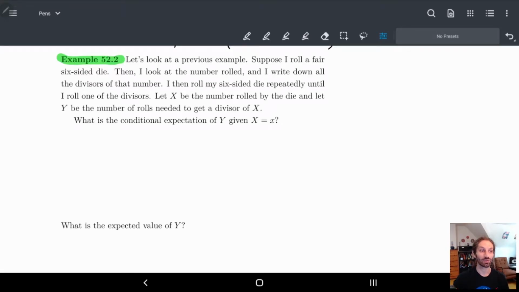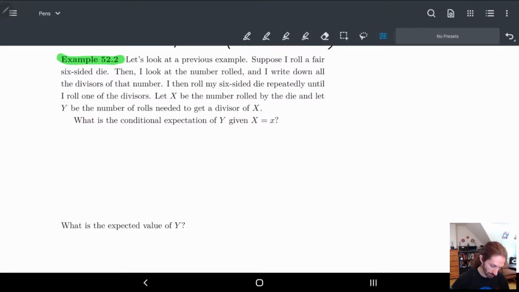Hiya! In this video, we're going to be looking at another example of conditional expectation. We're actually going to look at a previous example and go from there. The example is the one where we rolled a six-sided die, looked at the number of divisors, and then rolled until we found one of those divisors. So let's go back and see how the problem was set up, and see how conditional probability fits in here, or the law of total expectation more specifically.